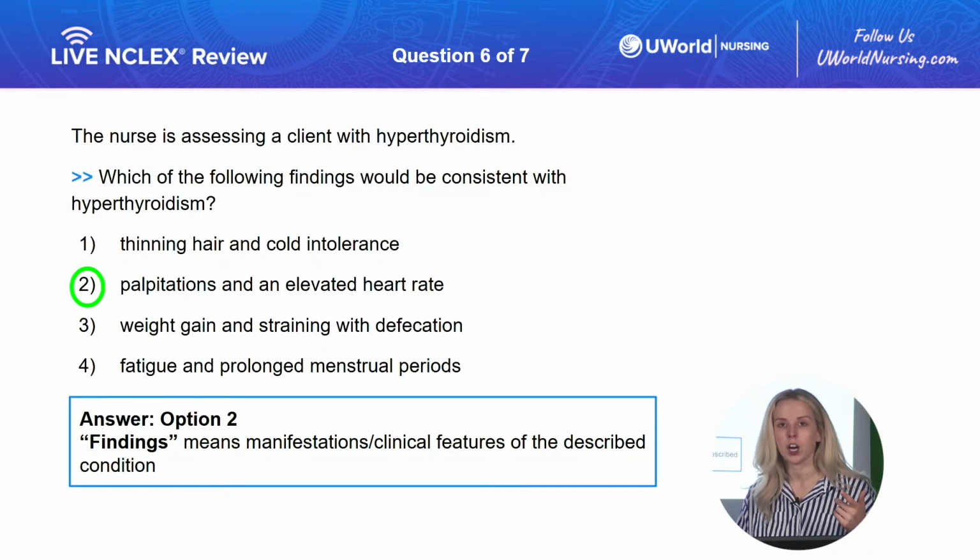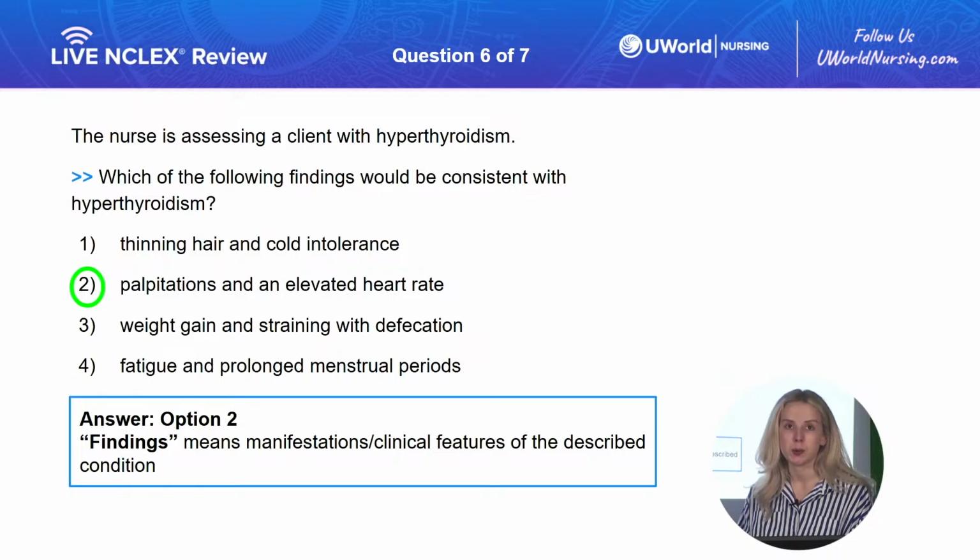Palpitations and elevated heart rate both apply to hyperthyroid. Thinning hair and cold intolerance is incorrect. So we can see thinning hair in hyperthyroid, but cold intolerance is going to be associated with the opposite, hypothyroid, not hyper. Hyper is going to have heat intolerance. Remember, we're sweating. They can't tolerate a hot environment on top of that.